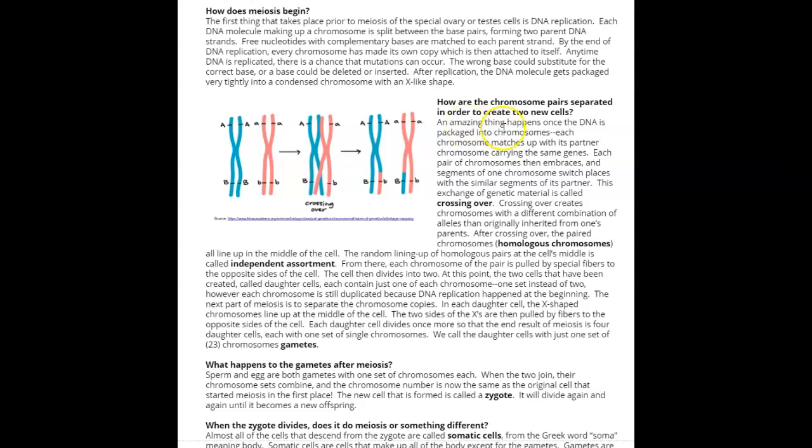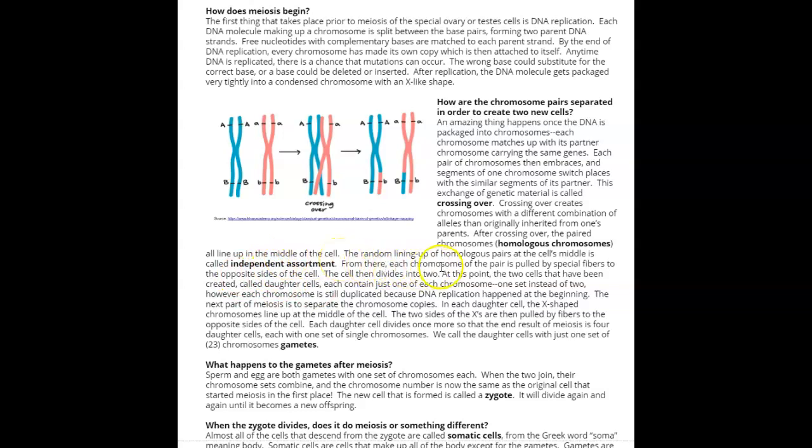An amazing thing happens once the DNA is packaged into chromosomes: each chromosome matches up with its partner chromosome carrying the same genes. Each pair of chromosomes then embraces, and segments of one chromosome switch places with the similar segments of its partner. This exchange of genetic material is called crossing over. Crossing over creates chromosomes with a different combination of alleles than originally inherited from one's parents. After crossing over, the paired chromosomes, homologous chromosomes, all line up in the middle of the cell. The random lining up of homologous pairs at the cell's middle is called independent assortment.